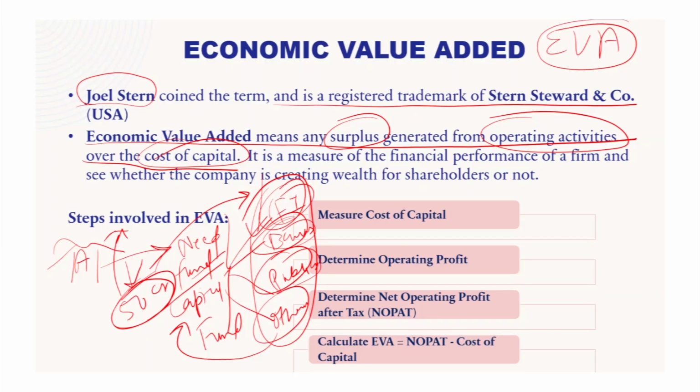Now, try to understand the EVA. It is the surplus generated from operations over the cost of capital. It is a measure of the financial performance of a firm, to see whether the company is creating wealth for the shareholders or not. Who are the main investors of the company? It is the shareholders, the retail investors, or QIBs, or some other companies. They have a direct stake in your company, they are the equity owners. Whatever activities you are doing, any strategic or operational activity that we have discussed in the balanced scorecard as well, ultimately their returns will be at stake. That is why they are called stakeholders.